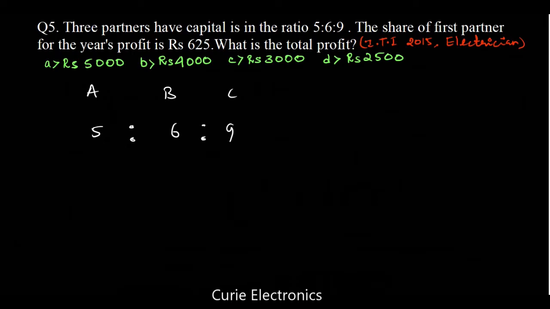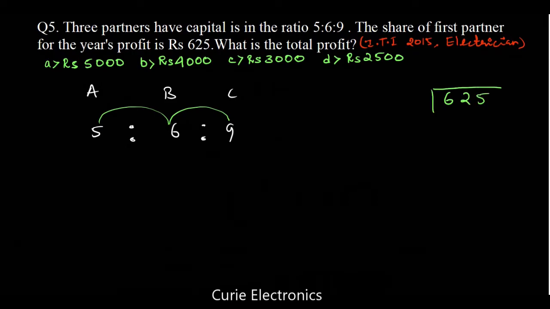And he has given the profit of, see, one. If you are able to find out what is one portion, then easily you can solve. So here, what I will do is take the sum of these three: 5 plus 6 is 11, plus 9 is 20. We know the profit for one person, that is A's profit, 625.